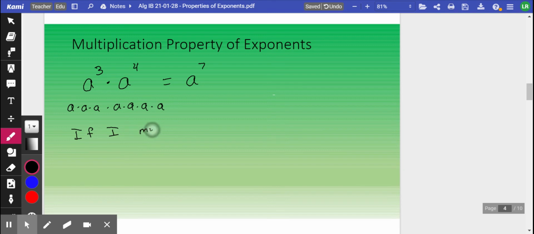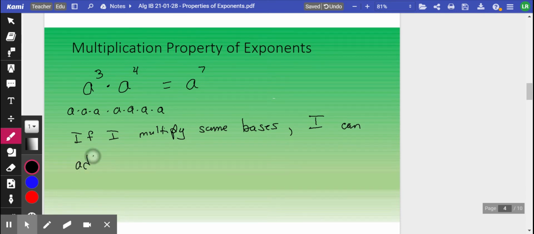If I multiply same bases, I can run a shortcut. I can add the exponents. Okay, so essentially, if I had these two, I do not need to expand it. All I would have to do is add the exponents. 3 plus 4 is 7.